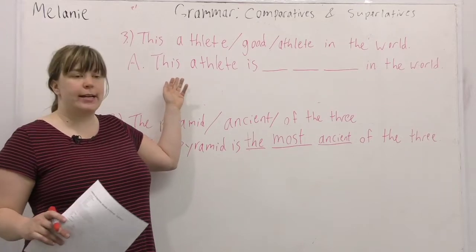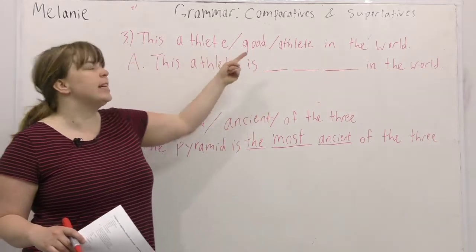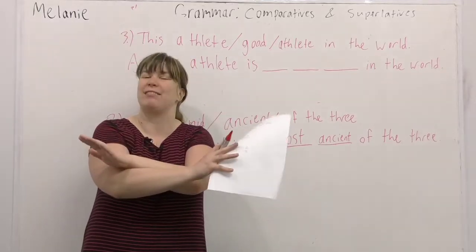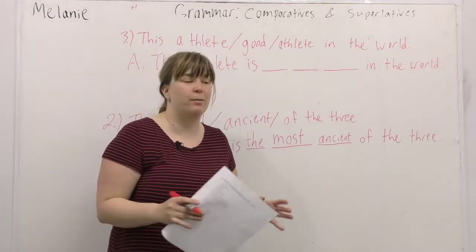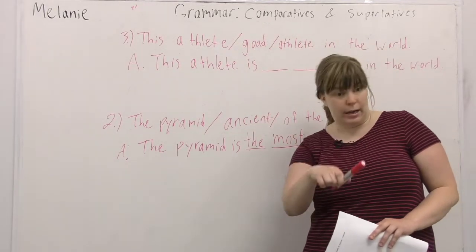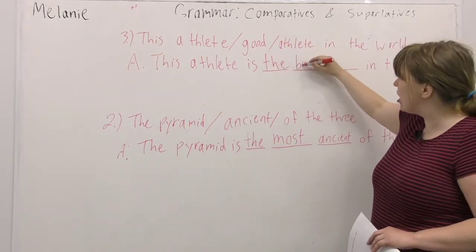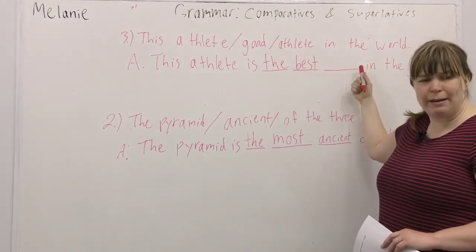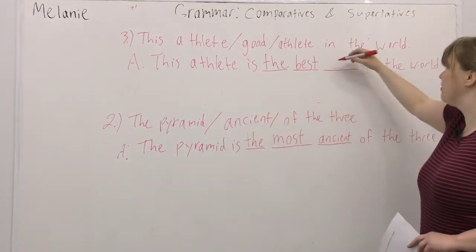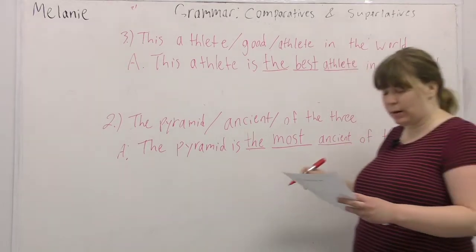Okay, how about this one? Question number 3. This athlete is, so remember, good is an irregular verb. So we don't say gooder, goodest. We can't say the goodest athlete in the world. I will tell you that much now. So this athlete is, I see someone wrote the best. Very good. Thank you for your answer. Nice job. The best. The best what? The best athlete. Don't forget to put this at the end: is the best athlete in the world.